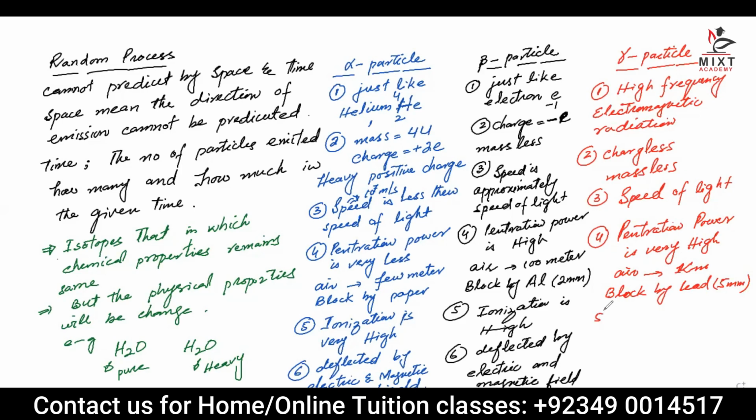Number five, no ionization. Why no ionization? Because no charge is there. And number six, no deflection. Why no deflection? Again, because no charge is there. So that's why no deflection is possible. So these are basically the major differences.